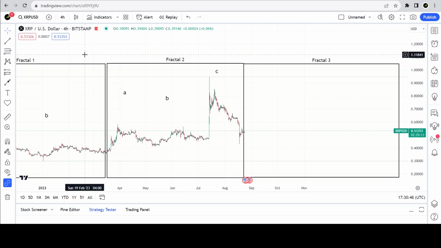This type of TA is something that I discovered. The strength of this TA is that it has the ability to project forward into the future, whereas most TA doesn't have that ability.